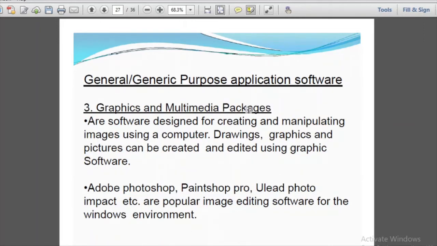Next are graphic and multimedia packages. These are packages which provide for creating and manipulating images using a computer. Drawing, graphics, pictures, etc. can be done by using this software. Adobe Photoshop, Paint Shop Pro, ULEAD, Photo Impact, etc. are some of the popular image editing software.